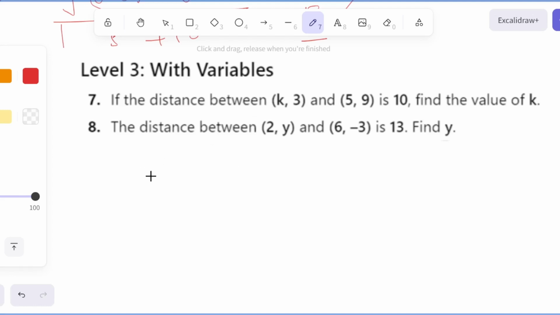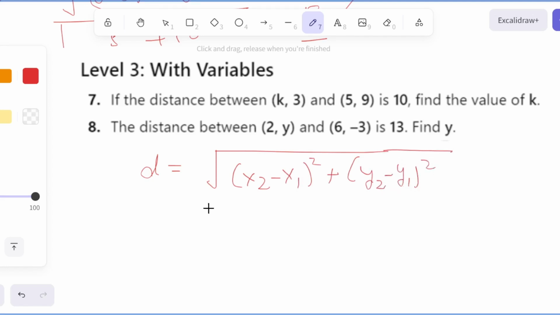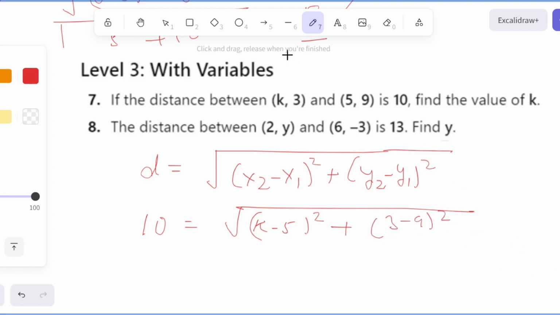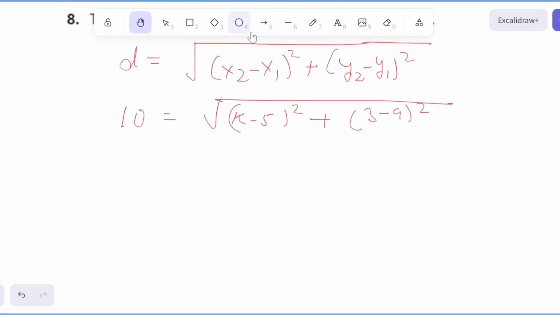For these types of questions, the method is the same, buddy. Just plug in the values. As we already know, the formula is (x2 minus x1) squared and (y2 minus y1) squared. The distance is given in this case, 10. What is not given is one of the coordinates, but we'll do it accordingly. So (k minus 5) raised to power 2 plus (3 minus 9) raised to power 2. You can square both sides to get rid of the square root, so that becomes 100.